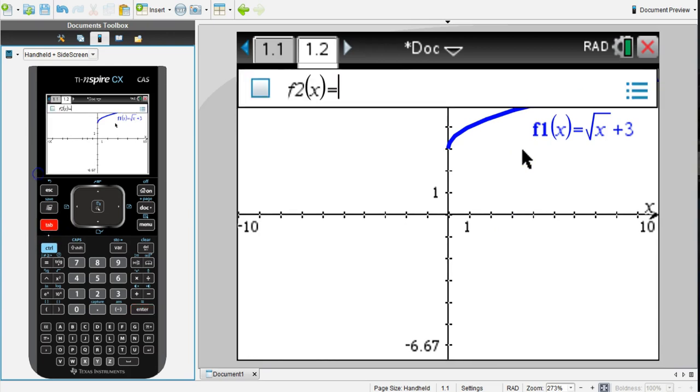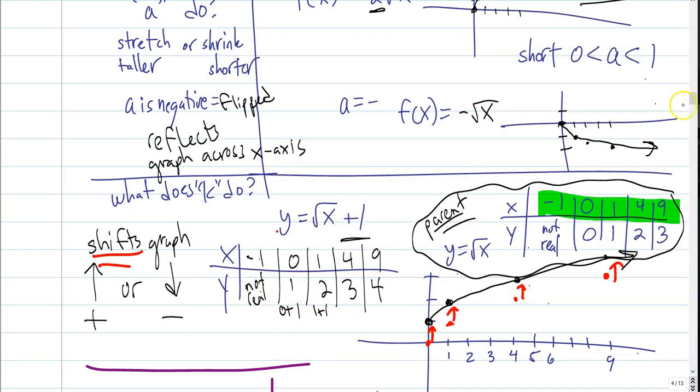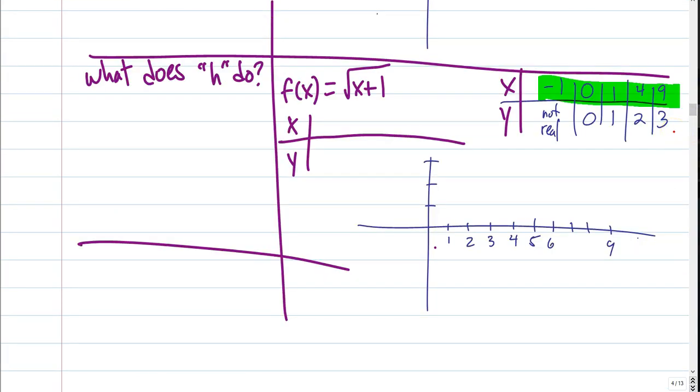And we said, what if it's negative? What if instead of plus 3, we did minus 3? Well, that would just take the graph and shift it down. Positive moves all the y values up. Negative moves all the y values down. Next, what does the h do? I'll give you a hint. If you're not sure, plot some points.